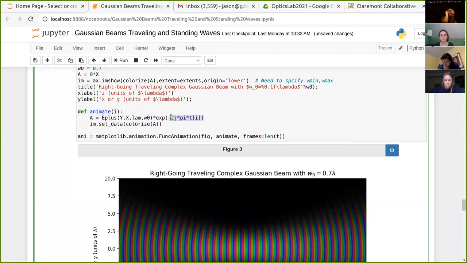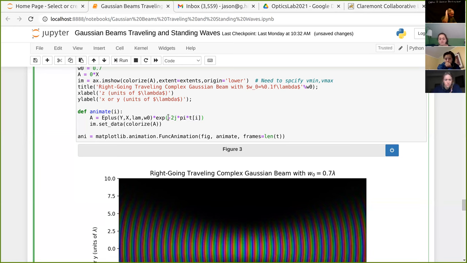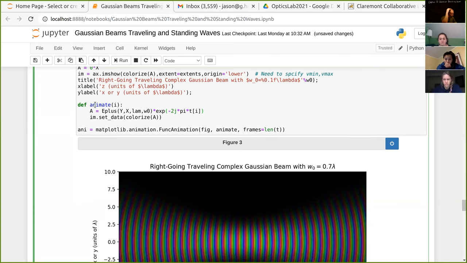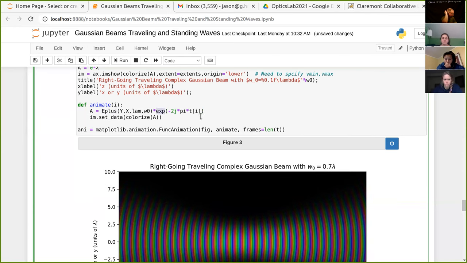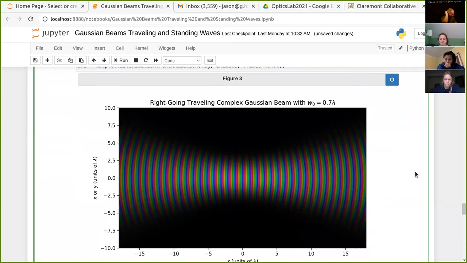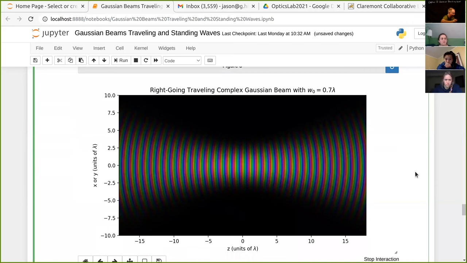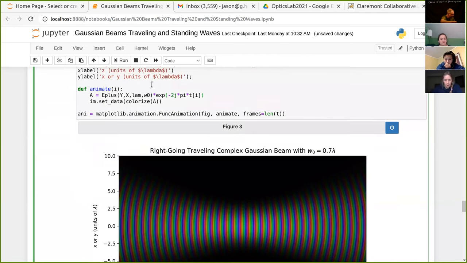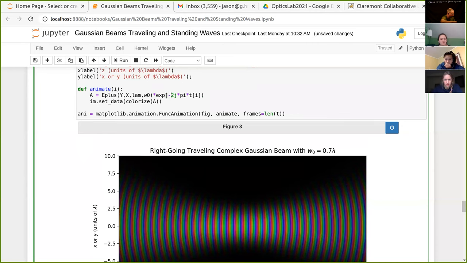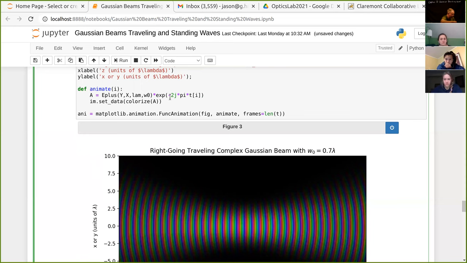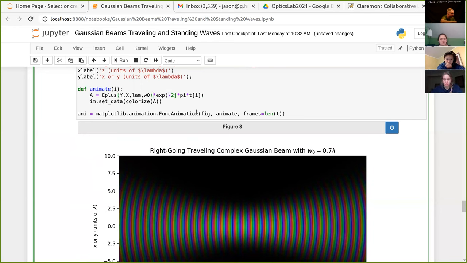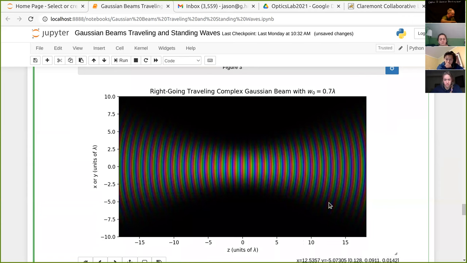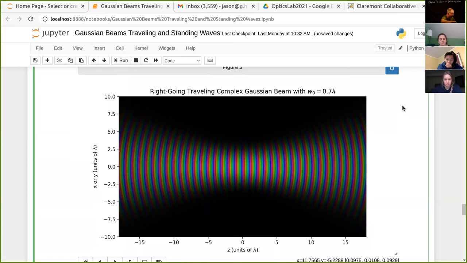And this animation just takes me through a single phase of this complex exponential. And then as time goes on, more and more phases will appear. So just multiplying this E plus function that we've been obsessing about by this complex exponential, e to the minus i omega t, we get a traveling wave. And this is a right-going traveling wave because it's going in the positive z direction. Positive omega means that negative omega t is negative. Exponentials with this negative sign go in the positive direction. And that's what we're seeing here. So this is just an animation of the complex beam traveling in the positive direction, right going.